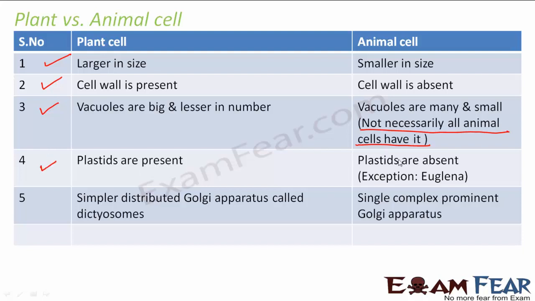Plastids are present in plant cells, but they are not present in animal cells. There is one exception to it, however, that is euglena. So euglena again belongs to the class protozoa and has plastids. But normally all other animal cells do not have plastids. In plant cells, we have simpler distributed Golgi apparatus called dictyosomes. So Golgi apparatus are called dictyosomes and they are scattered everywhere. In animal cells, they are known as Golgi apparatus and it is a single complex prominent structure. So it is present at just one place, which is surrounded by a membrane. It is not distributed here and there. Whereas in case of a plant cell, the Golgi vesicles are distributed all over.